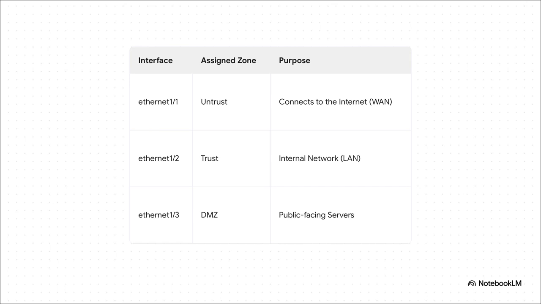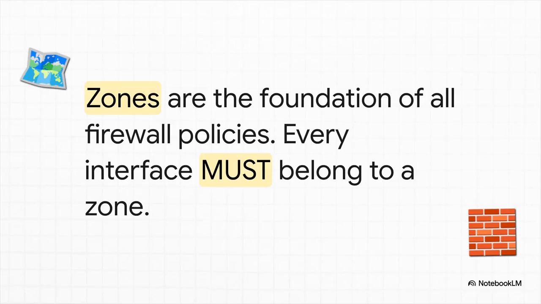And if you have servers that need to be accessible from the internet, you might stick them in their own special zone called a DMZ. This map is how we start to organize everything. Now, I can't stress this enough. Zones are the absolute foundation for every single security rule you're going to create. You literally can't do anything without them. Every active interface has to be in a zone, period. Just think of them as the clearly defined regions on our map. Inside the walls, outside the walls, and maybe a courtyard in between.